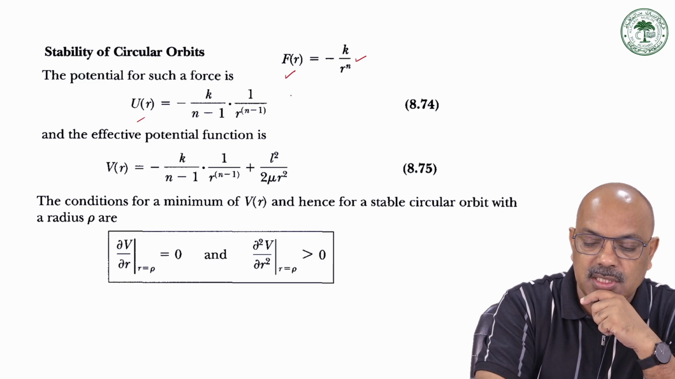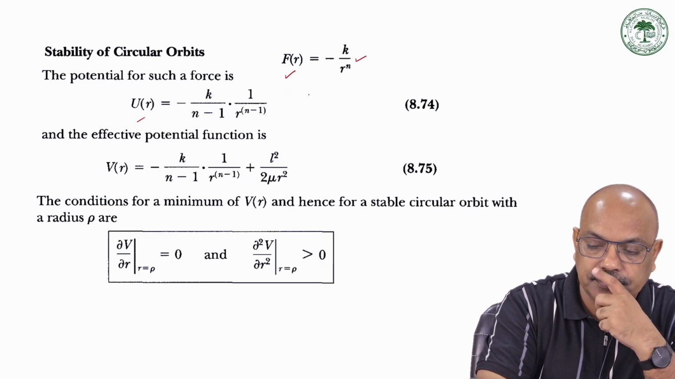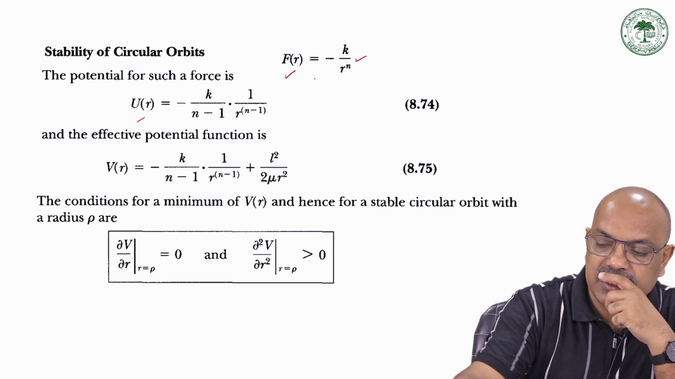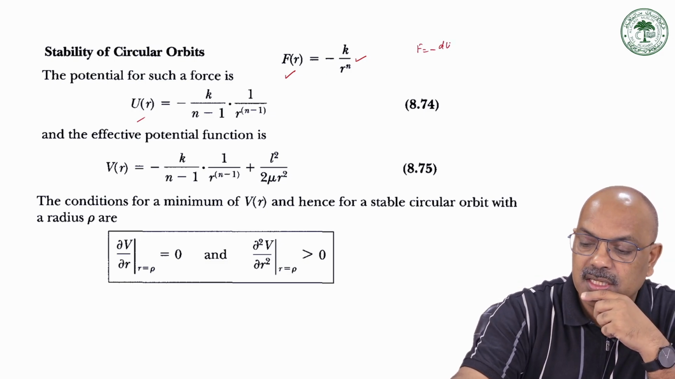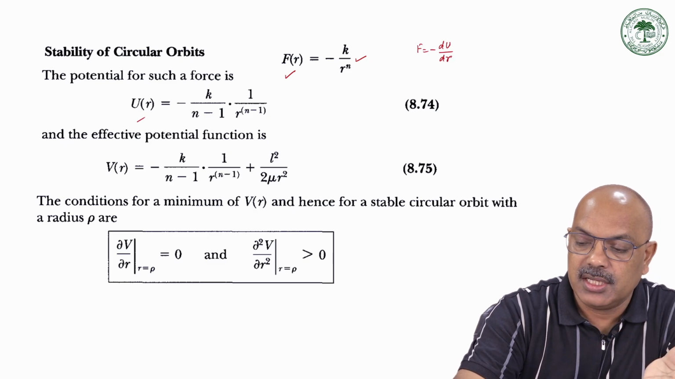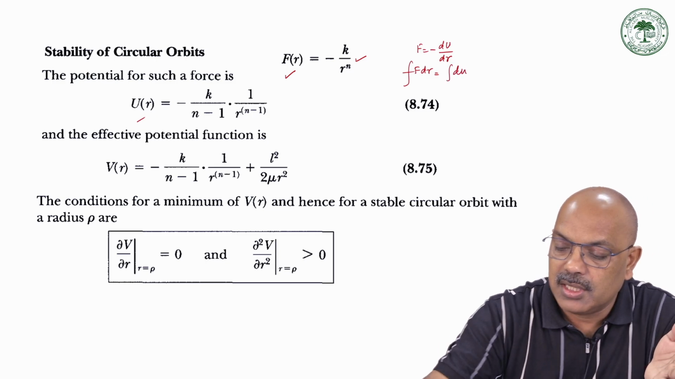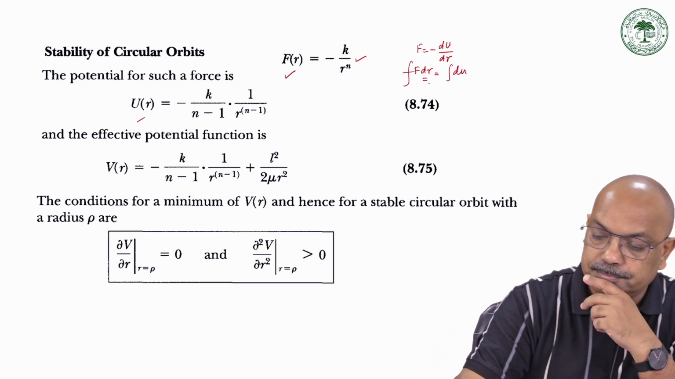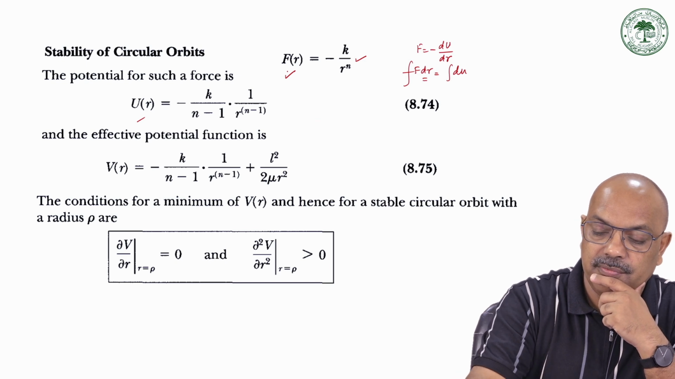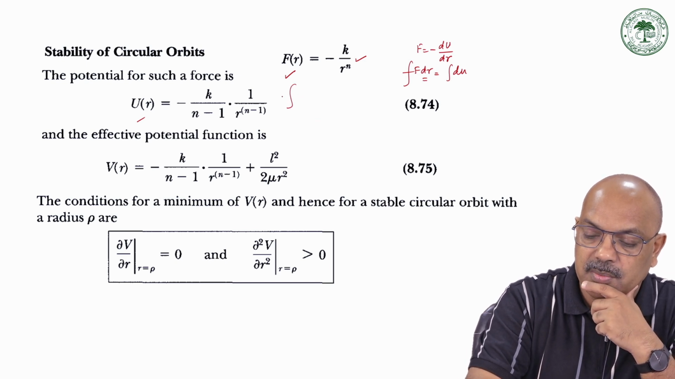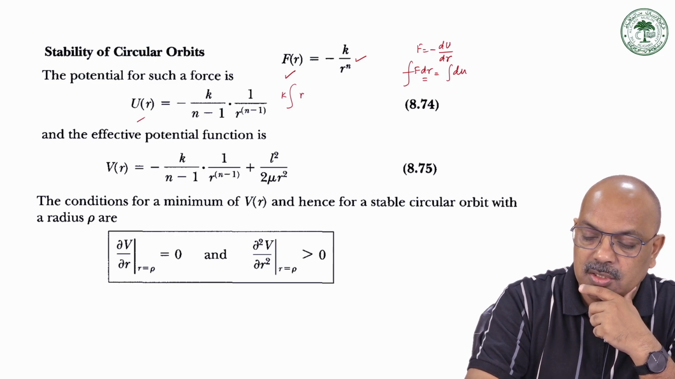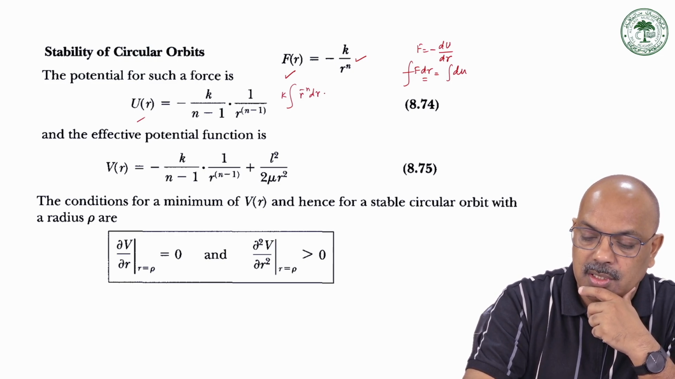So force and potential: when you have a force, then you have the potential. So F is equal to minus dU by dr. Then you have to integrate it over r to get this dU. So when you integrate this force, what I'm going to have is minus k, and then r to the power minus n dr.